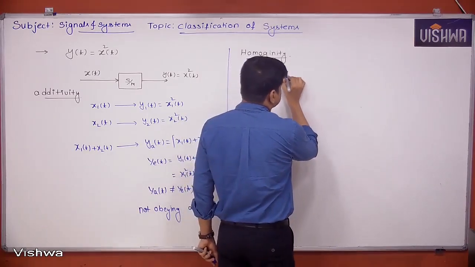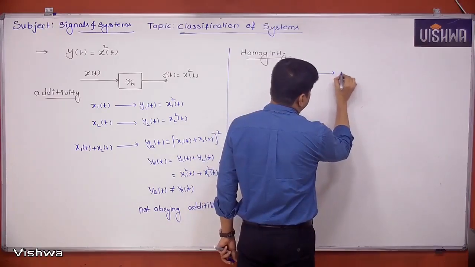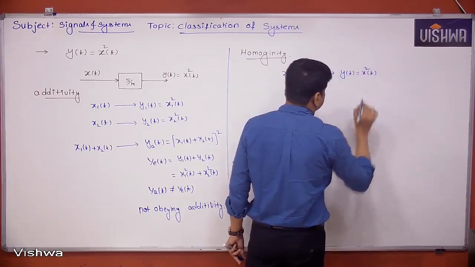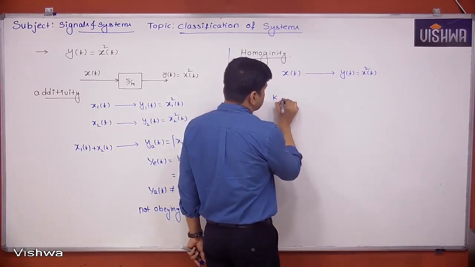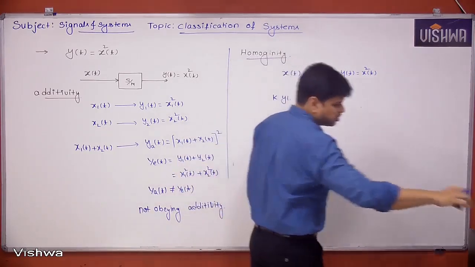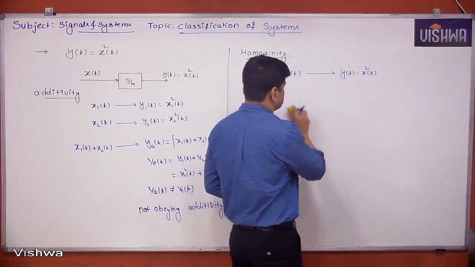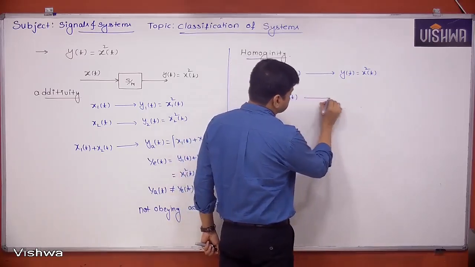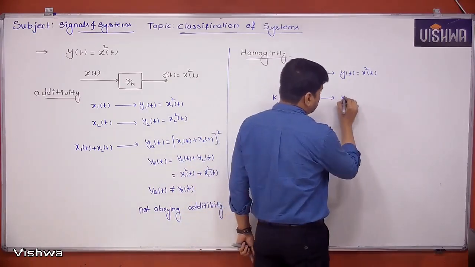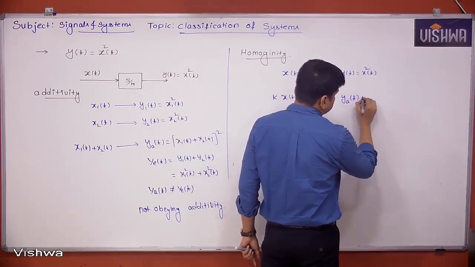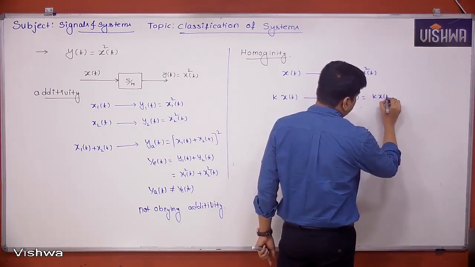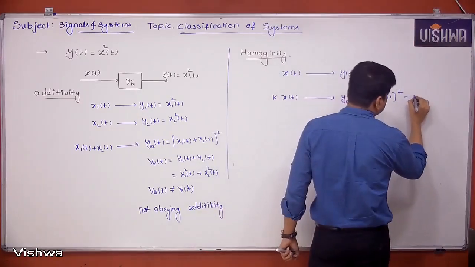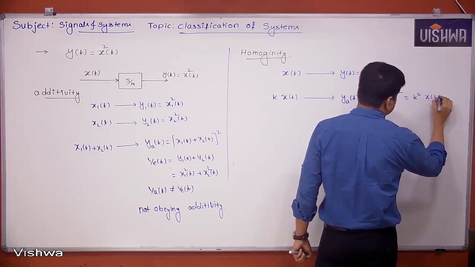Let's say if x of t is the input, then y of t is equal to x of t square. What if the input is k x of t? I told you the functionality of the system is simply squaring the input. Then the actual output is (k x of t) whole square. That means it is nothing but k square x square of t.